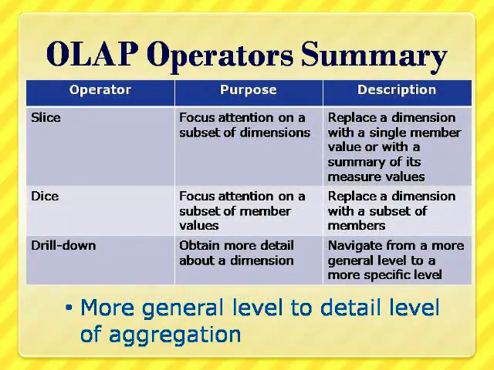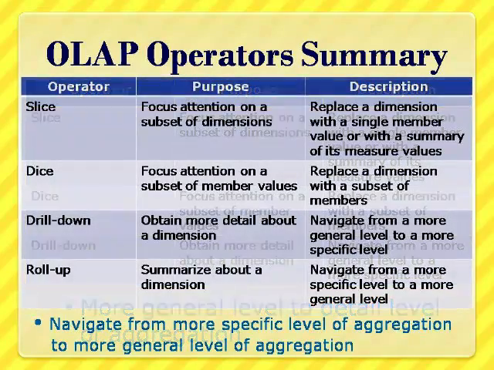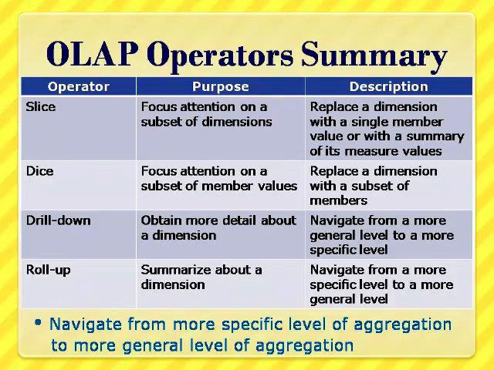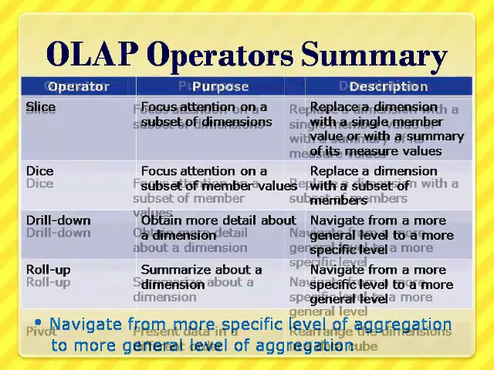The third operator is drill down. The purpose of using drill down operator is to obtain more detail about a dimension. That means you can navigate from a more general level to a more specific level. The next operator is roll up. The purpose of using this roll up operator is to summarize details about a dimension. That means you can navigate from a more specific level to a more general level, which is a reverse process of drill down operation. And the last operator is pivot.